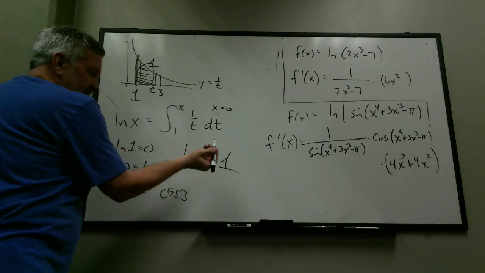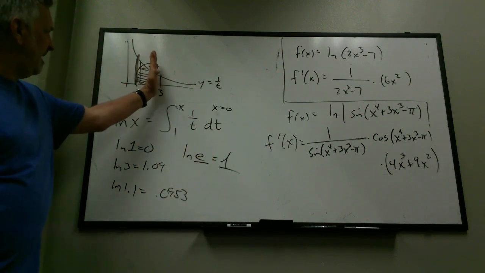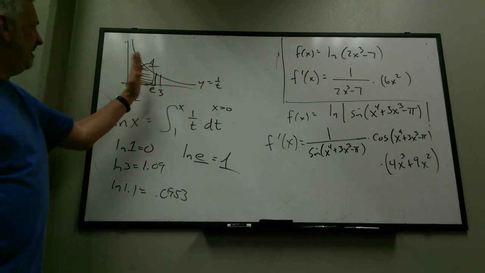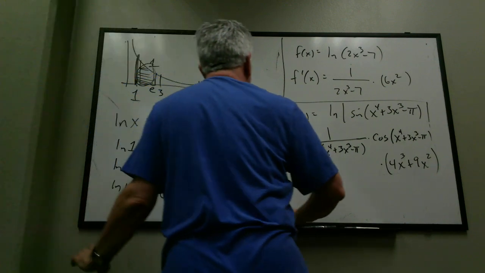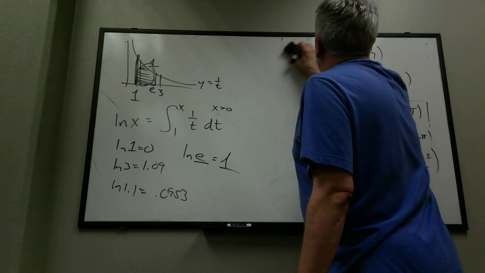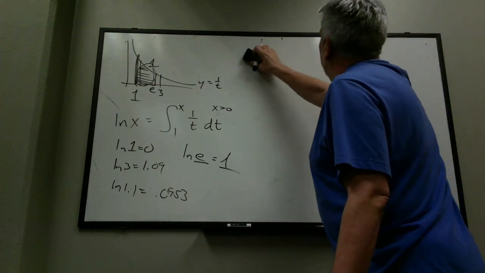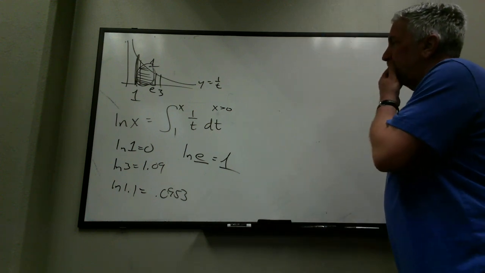Okay? So E is a number. It stands for a number. And it's the place on the x-axis where the area under this curve, y is 1 over t, from 1 to E, that area turns out to be 1. Now please don't let E throw you. E is a number just like pi. Everybody knows pi is about 3.1415, 9265, right?